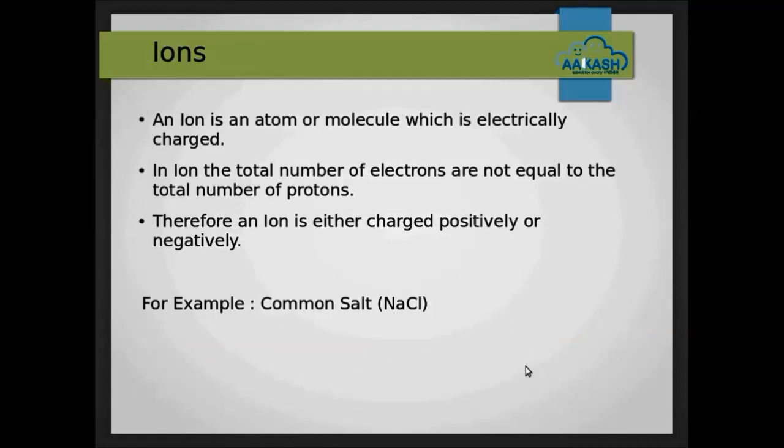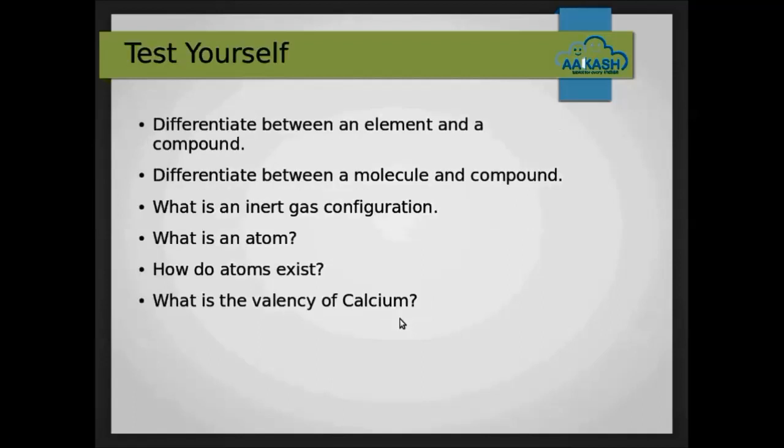Ions. An ion is an atom or molecule which is electrically charged. In an ion, the total number of electrons is not equal to the total number of protons, and therefore an ion is either charged positively or negatively. A few examples are sodium ion and chlorine ion.